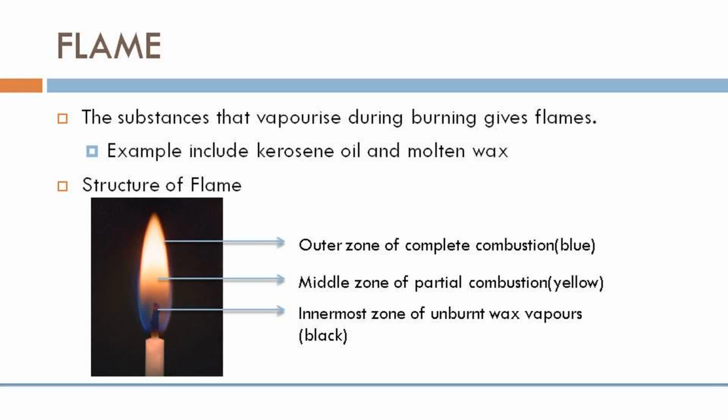In combustion, the substances that vaporize during burning give flames. Examples of such substances include kerosene oil and molten wax. If we look at the structure of a flame, it consists of three zones. The outer zone is the zone of complete combustion, which is blue in color. The middle zone is of partial combustion and it appears yellowish in color. The innermost zone is the zone of unburnt wax vapors, which is black in color.